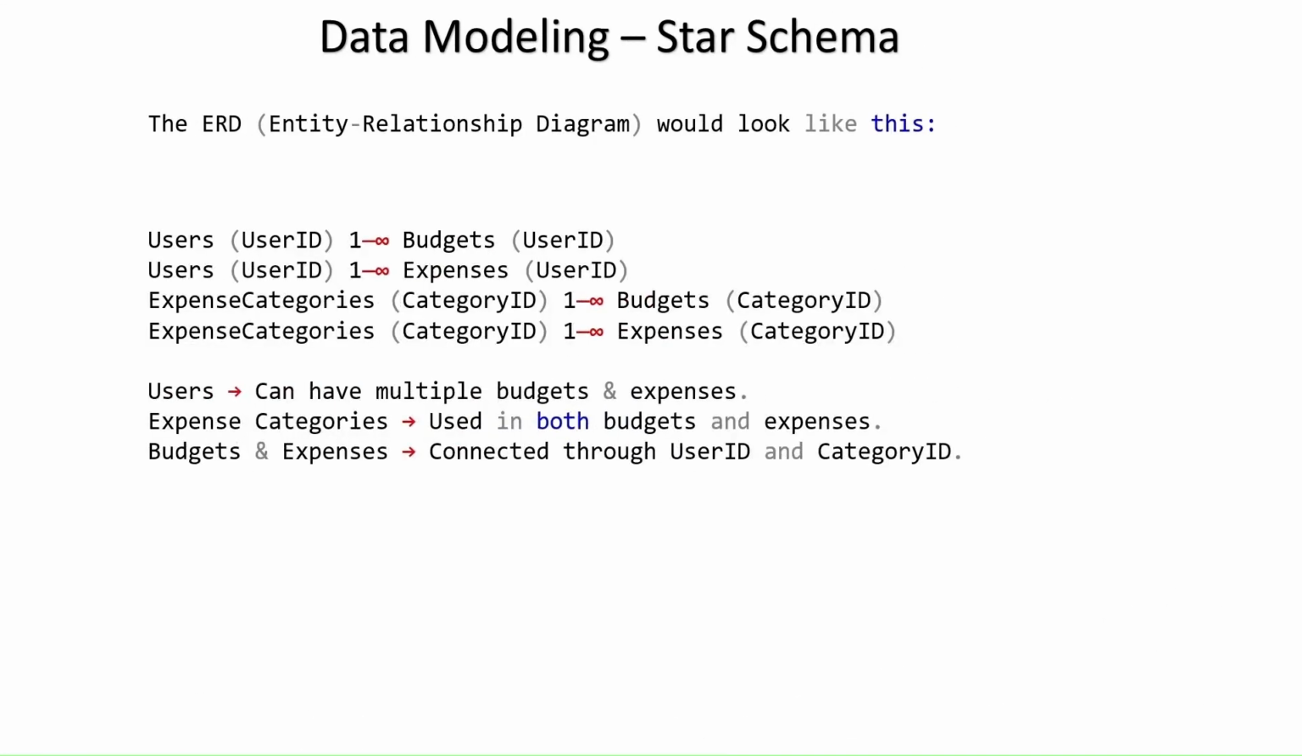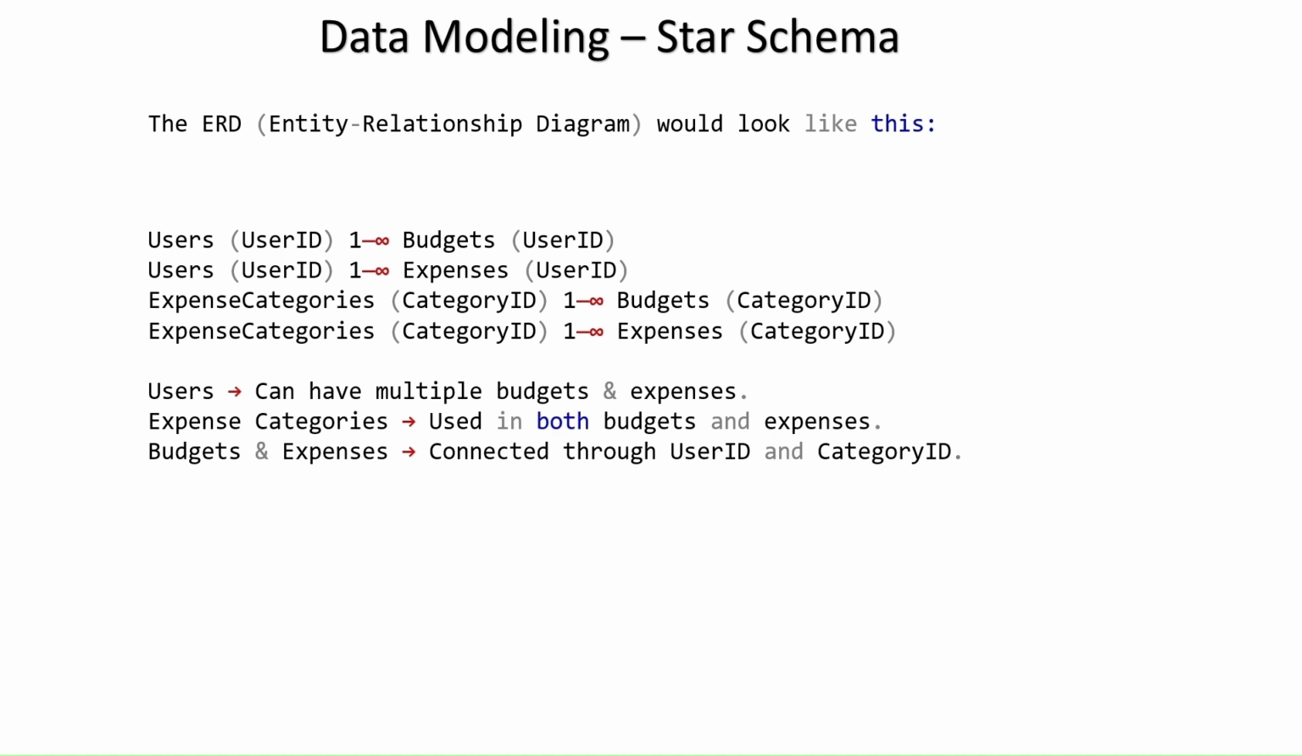This is the summary of the data model. I have created the entity relationship model for an expense management system that tracks users, their budgets, and expenses, categorized under different expense types. Let's break it down in detail. Users table: each user can have multiple budgets and expenses. This is a one-to-many (1:M) relationship between users and budgets, and users and expenses.